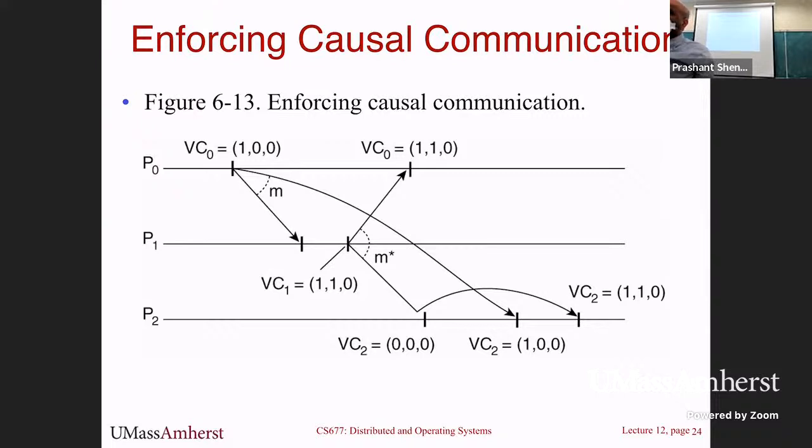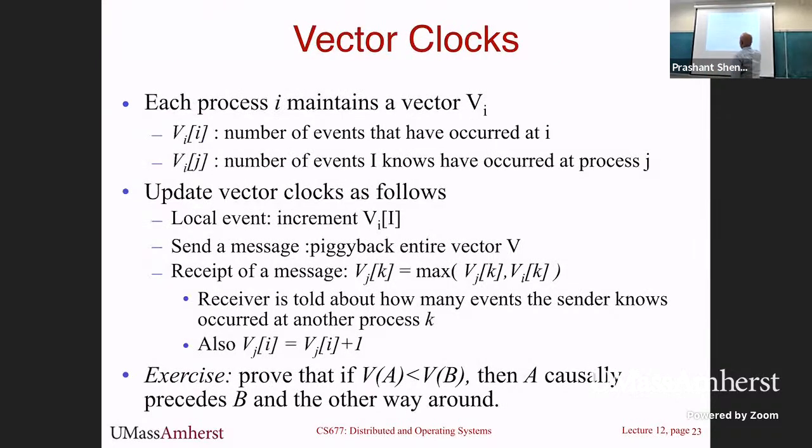Yes, question? The question is, when process P1 is sending, why is that not 1, 2, 0? I think based on the algorithm I defined, this should have been 1, 2, 0. The vector clock property also holds if you don't do this last step. If you just do the max, it still holds. Just to make things clear, we do the max plus 1.